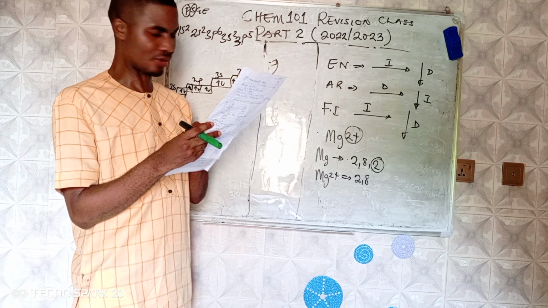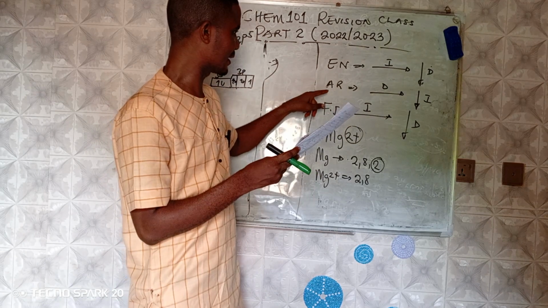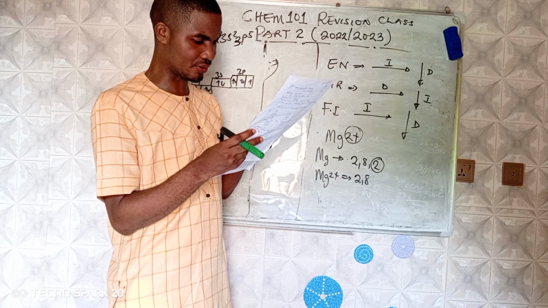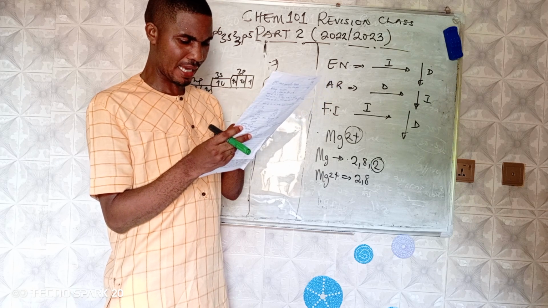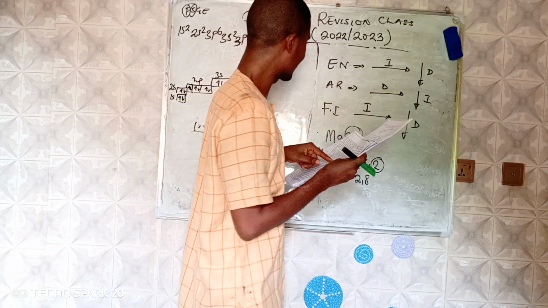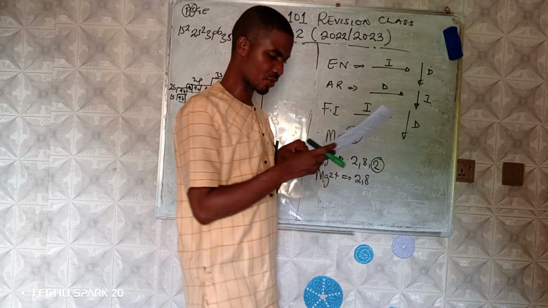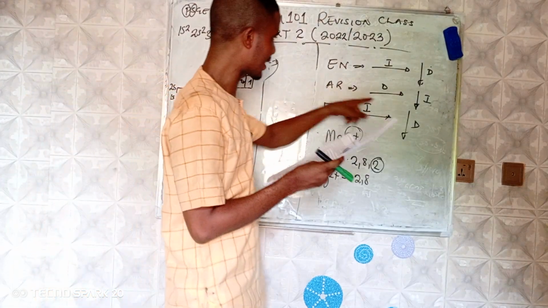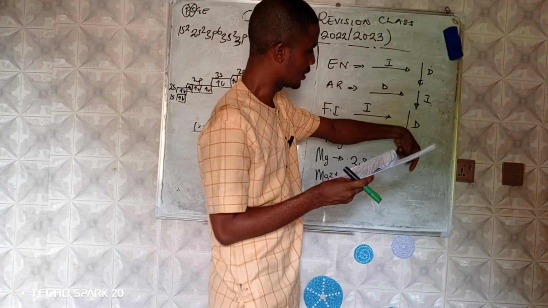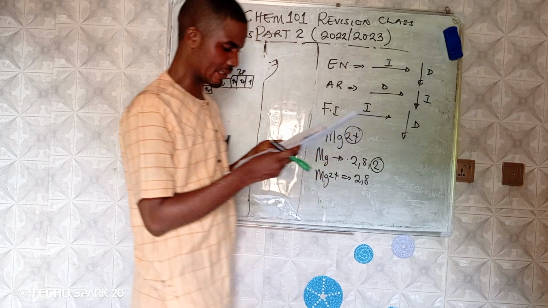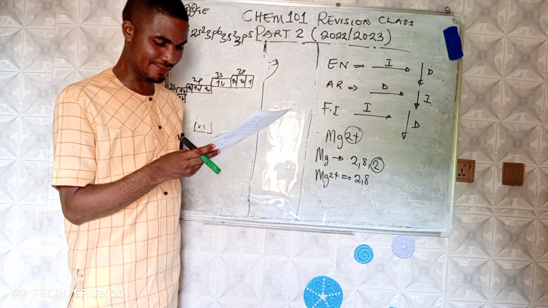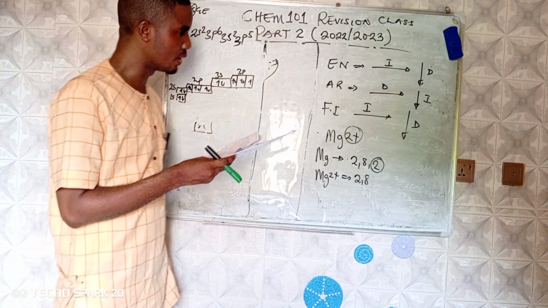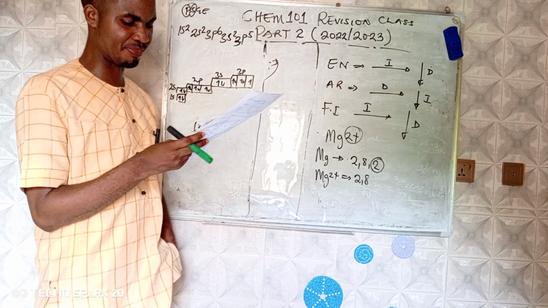Atomic radius increases across the period. We are talking about question number 42. Across the period, atomic radius will actually decrease, but down the group, atomic radius will now increase. So the answer to that becomes option C. Atomic radius increases across the period? No, atomic radius decreases across the period.